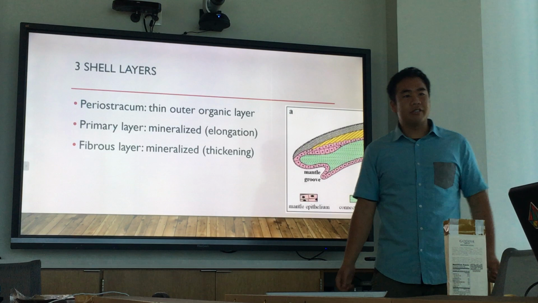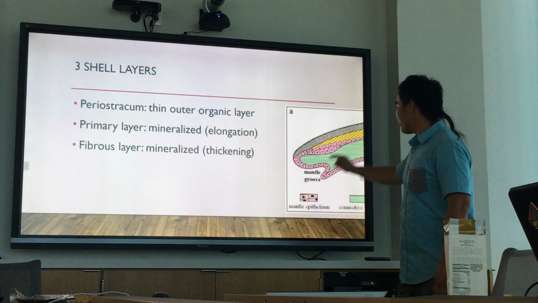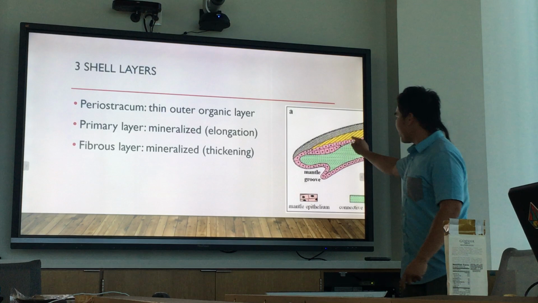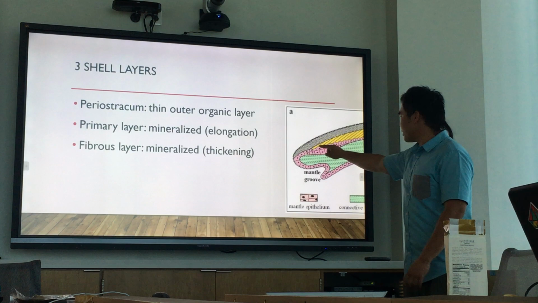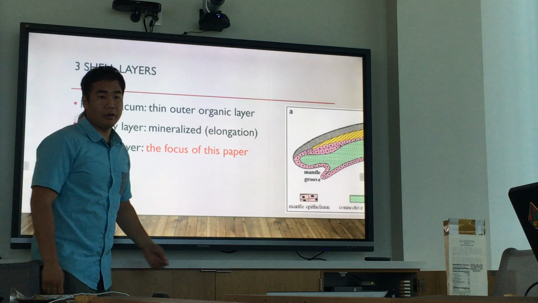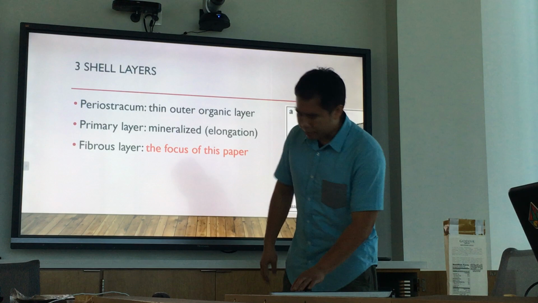Does that make sense? The fibrous layer is blocking it, so if you want to thicken the shell, you have to thicken the fibrous layer. The fibrous layer is in constant contact with the mantle cells, so that's basically the focus of this paper, because shell growth occurs there the most often. Okay, so let's talk about the actual shell.